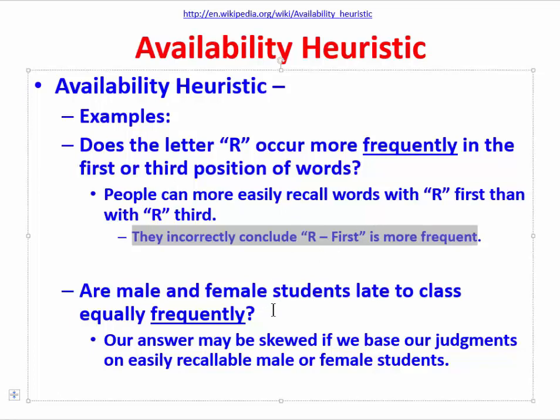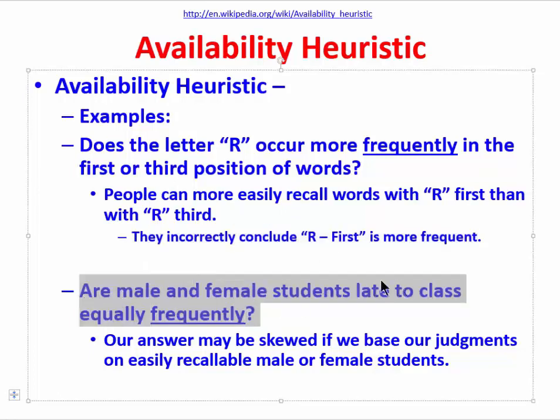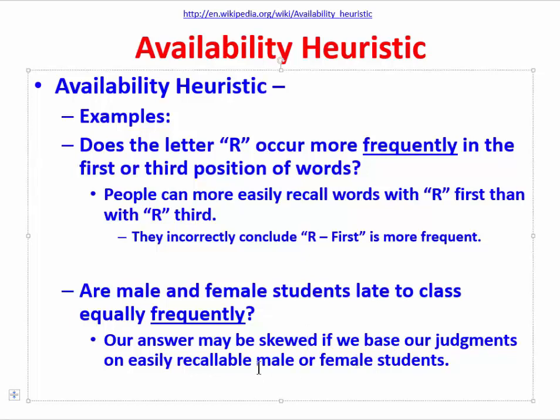Here's another example. Are male and female students late to class equally frequently? Our answer might be skewed if we base our judgments on easily recallable male or female students. So maybe there's a particular person in your class that's late all the time, and it's only that one person, and that person happens to be, for some folks, a male, and in another class, maybe it happens to be female. Based on how easy it is for you to generate that example, you might fool yourself into thinking that one or the other of the genders is in fact more likely to be late.